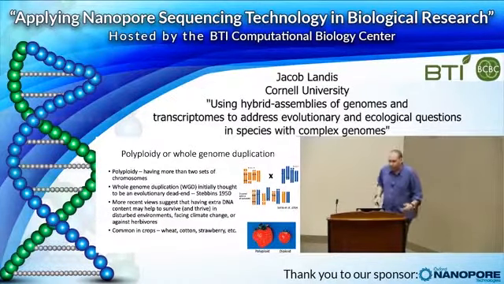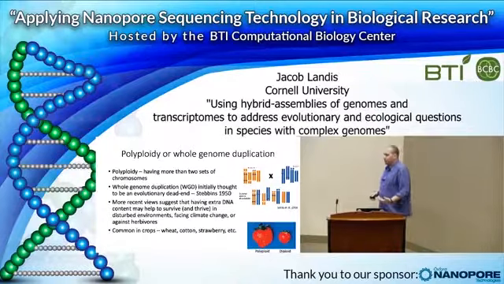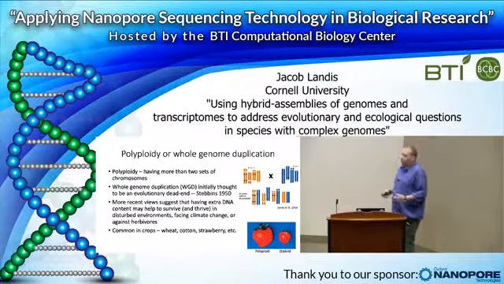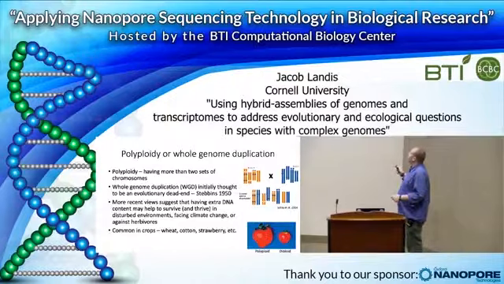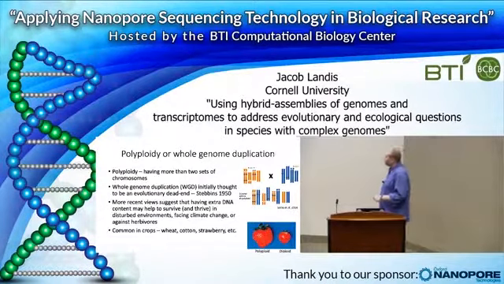The other thing that makes genomes complex is polyploidy. Polyploidy is having more than 2 sets of chromosomes. So here's an example. We have parent 1 hybridizes with parent 2, and now instead of having 2 chromosomes, these long ones, now it has 4, 2 from each parent.